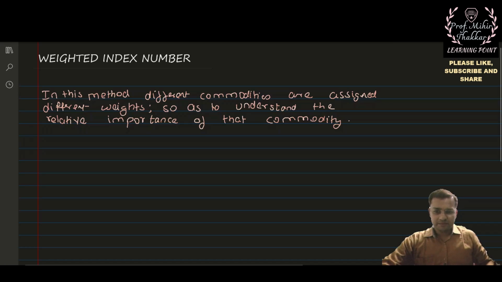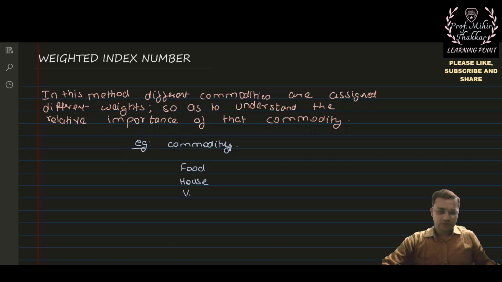Like, for example, suppose the commodities that you are having over here are, let us say, food, house, and vehicles, and let's just consider the weights on a scale of 0 to 10, probably in this case. So the most important thing for us is getting the food. Now, when you talk about house and the vehicles, even they are also important. We need that also for our day-to-day life.